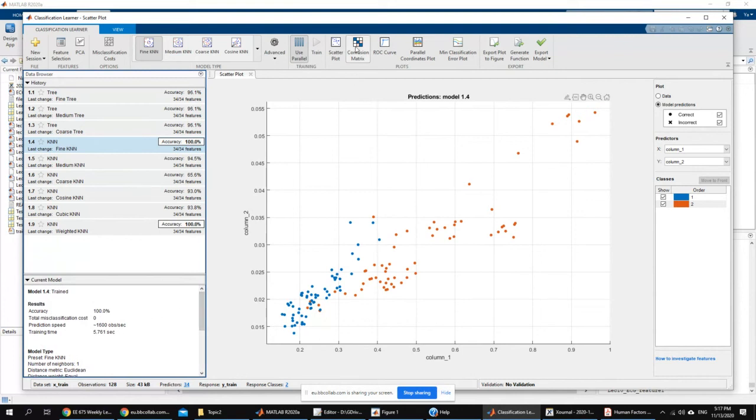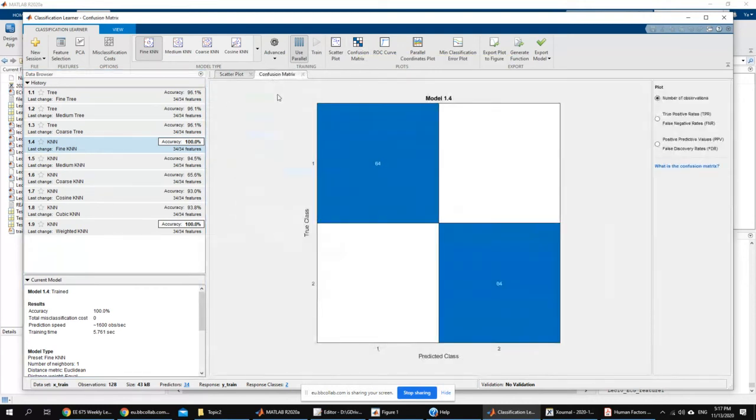If you want to see the confusion matrix, it's right there. You just click here and it's going to open a tab with the confusion matrix. Since it's 100%, it's 64 true positive and 64 true negative. Actually, it's the other way around because true was the positive. So the positive is here. Just be careful not to get confused by that.